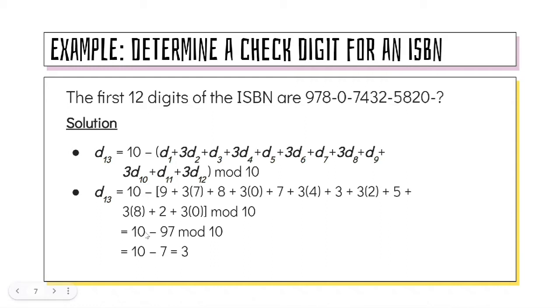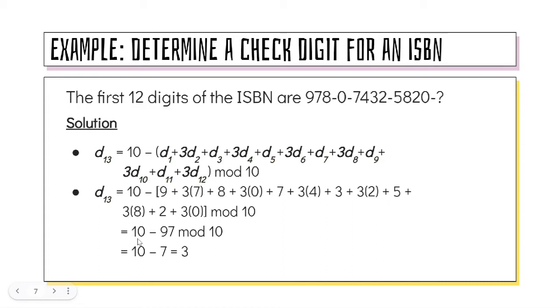So we have 10 minus 97 mod 10. Take note that this mod 10 is already given in the formula, and we will compute this first, 97 mod 10. Recall, class, that for 97 mod 10, we divide 97 by 10 and look at its remainder. That is the answer. 97 divided by 10: the whole number is 9, since 9 times 10 is 90, but there's a remainder of 7, so that is our answer.